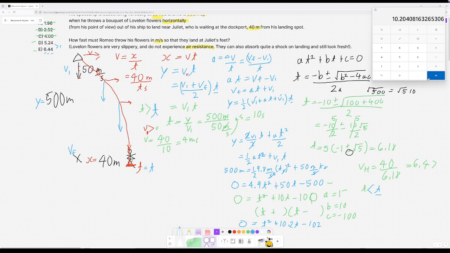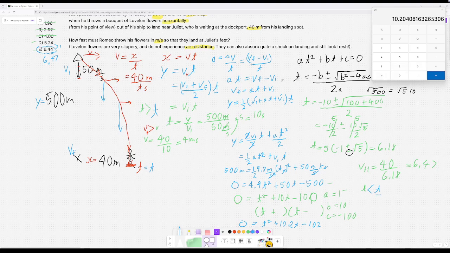If the real time is ever so slightly larger, that means the velocity is going to be ever so slightly smaller. So we have a velocity here, which is 6.47, which is ever so slightly larger than what the real velocity is. And so that means we know at this point this is the correct answer.